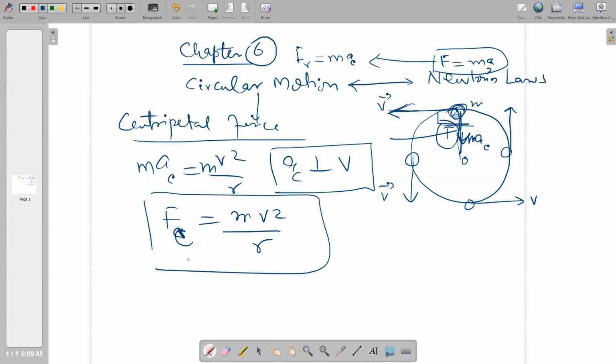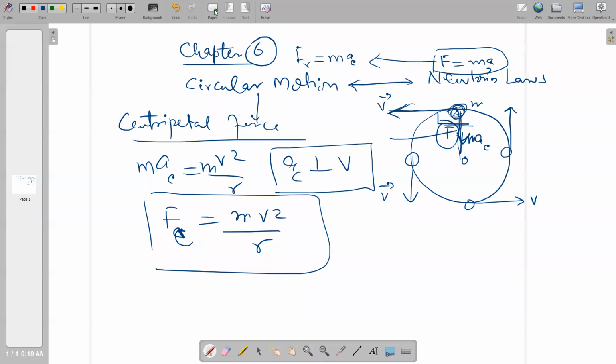So normally in language, we call it centripetal force. But actually, in real sense, it is not an absolute force. Itself, it is not a force. It is provided by some other force. So who is providing? Let's see some examples.